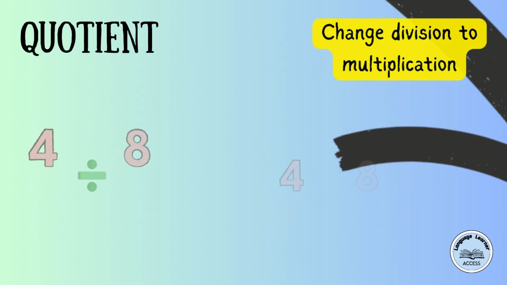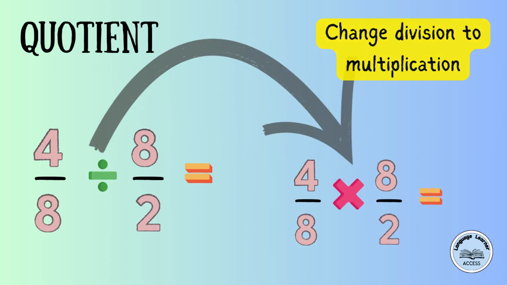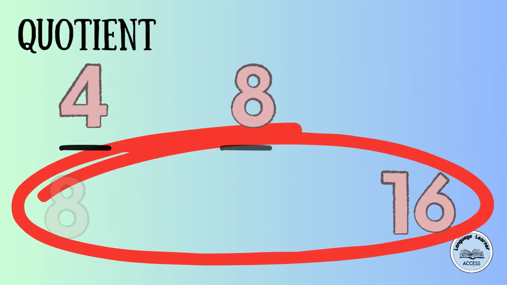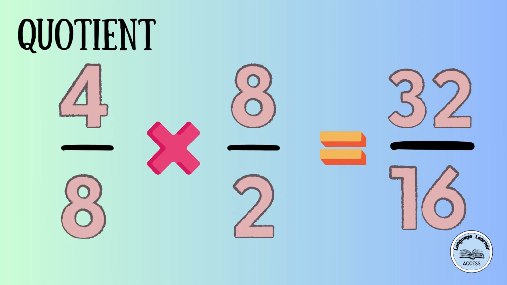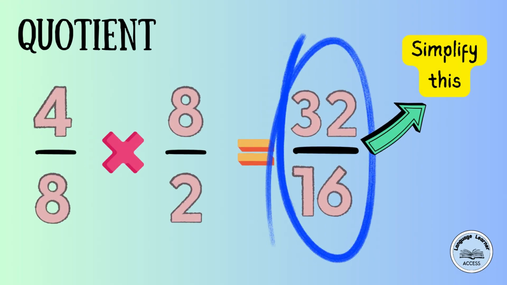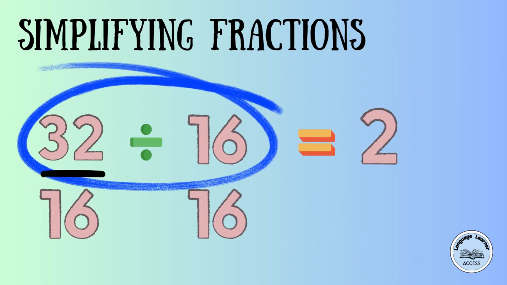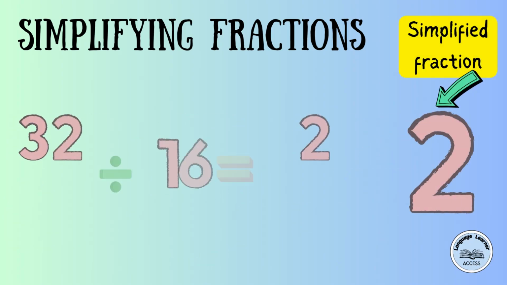After that, we change the division sign to a multiplication sign. Lastly, we multiply numerators 4 times 8 and the denominators 8 times 2. The quotient is 32/16. In this case, we have one more step because we can simplify the result. That means to simplify the fraction to its smallest form. To do that, we divide both numerator and denominator by 16 and we get the quotient of 2.